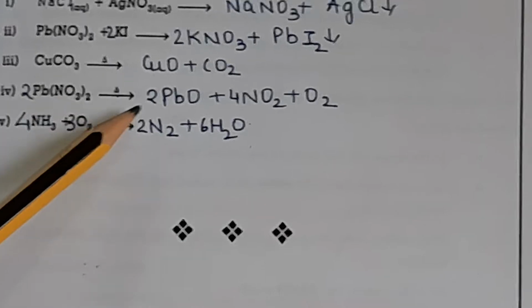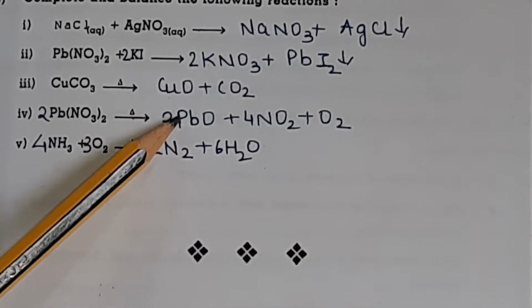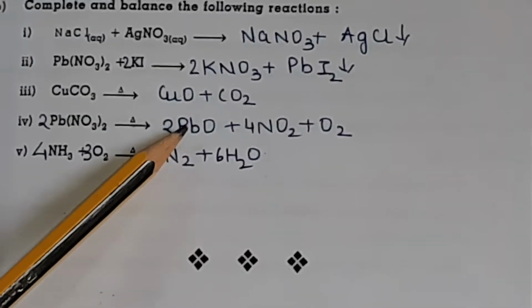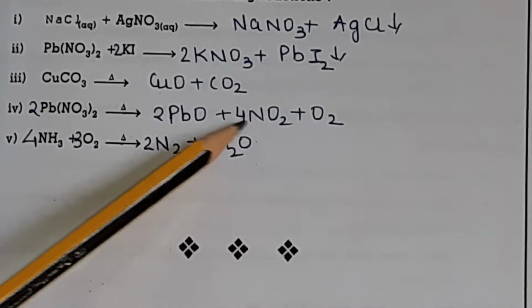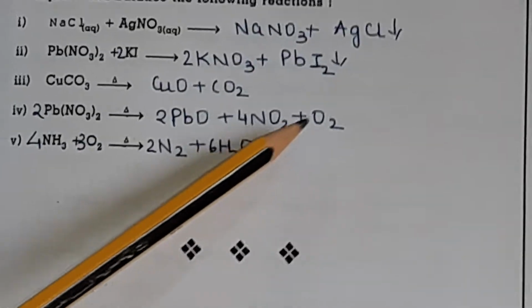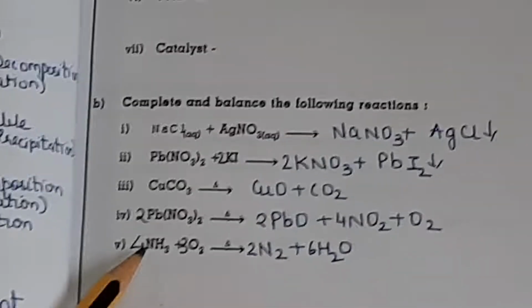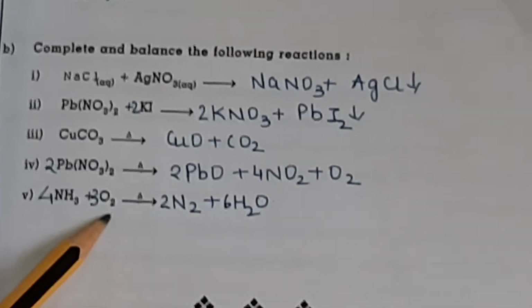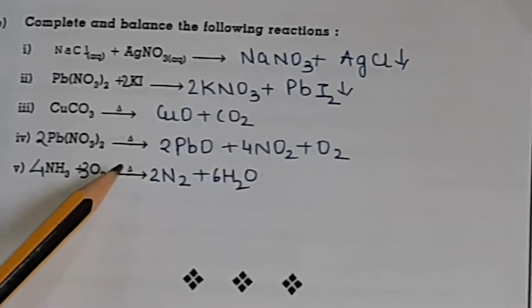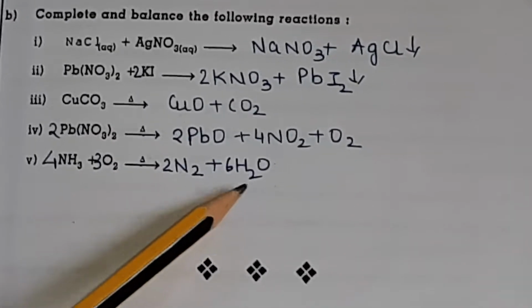This is white in color. 2PbO. This is litharge, buff yellow. Okay, it has a buff yellow color, plus 4NO2 reddish brown gas plus O2. And this particular reaction now, just see, this is 4NH3 plus 3O2. This is only heat sign is given. Yes, giving 2N2 plus 6H2O.